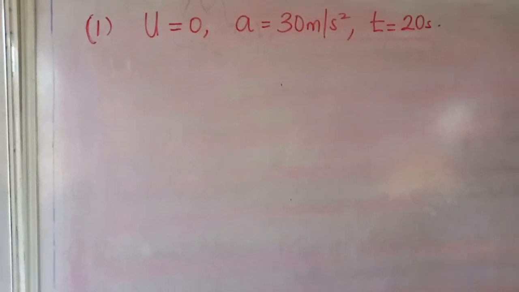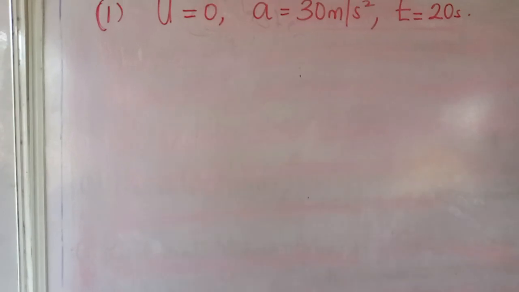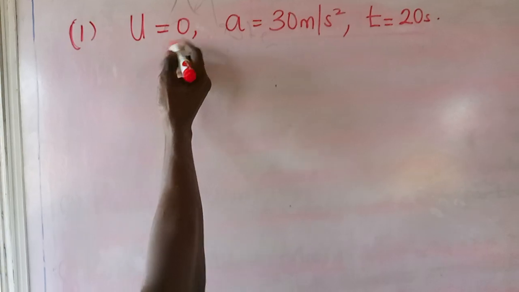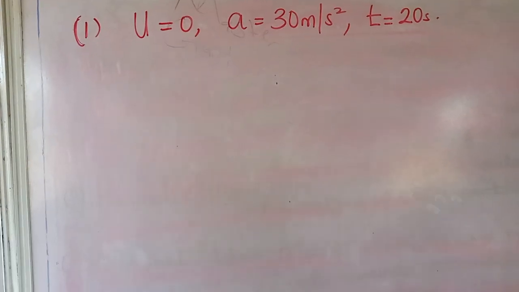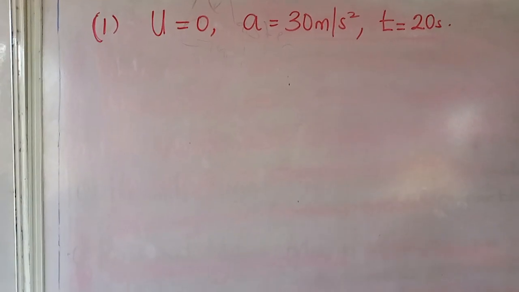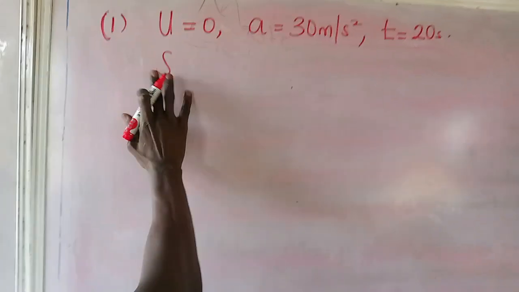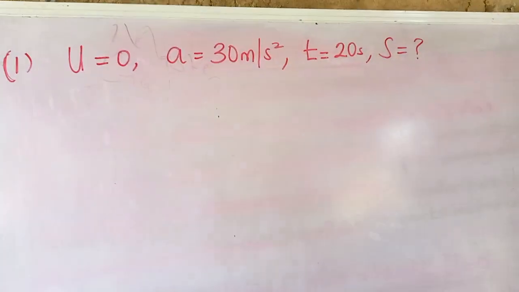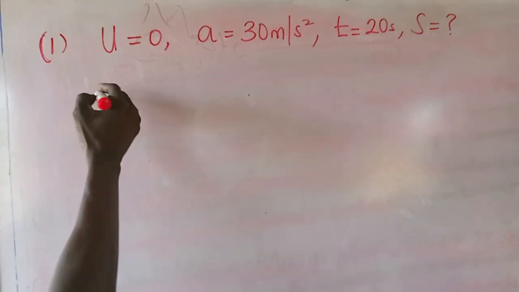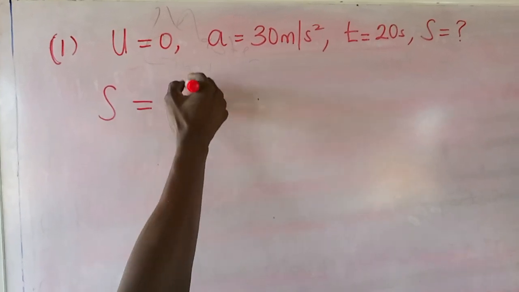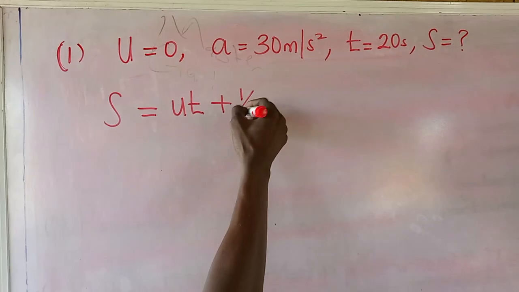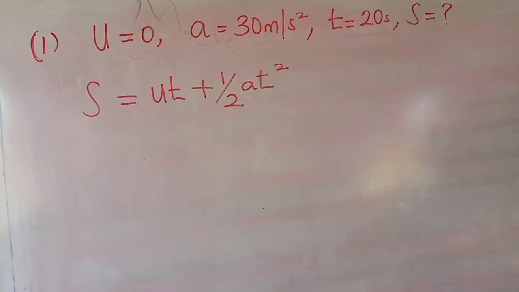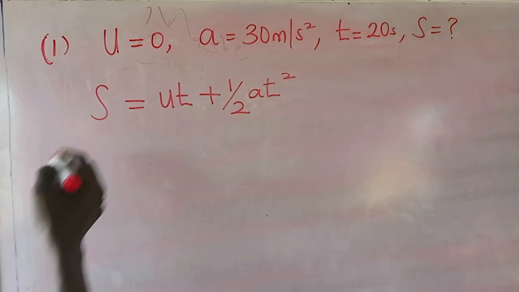If you consider the equations that you have been given, u is 0. So which of them is most applicable? We want to get the distance. Distance is s. So v is not part of it at all. So the most appropriate is s equals ut plus half at squared, the second formula given. So I want to get the distance.